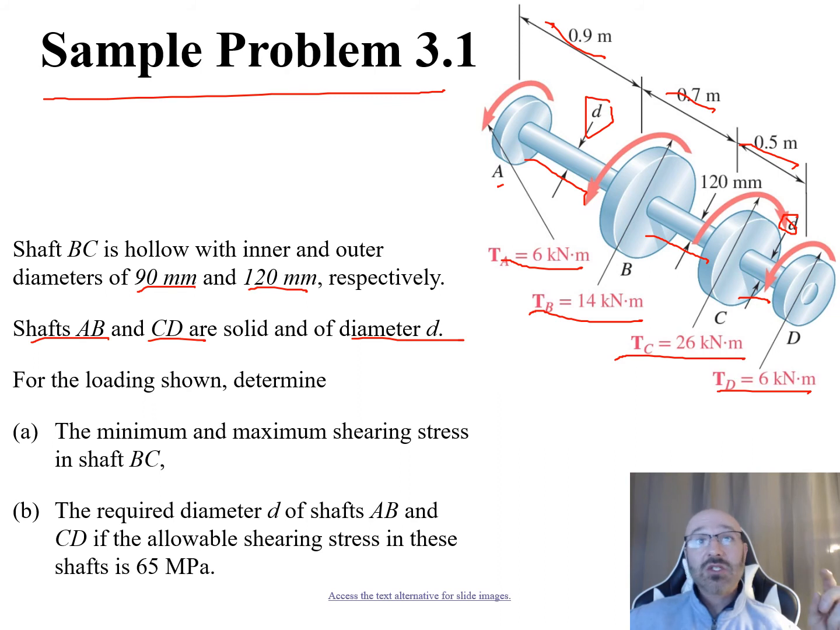Now, the thing to pay attention to is you can see A, B, and D are all moving counterclockwise, whereas C is going clockwise there. So pay attention to that when you're talking about sign convention.